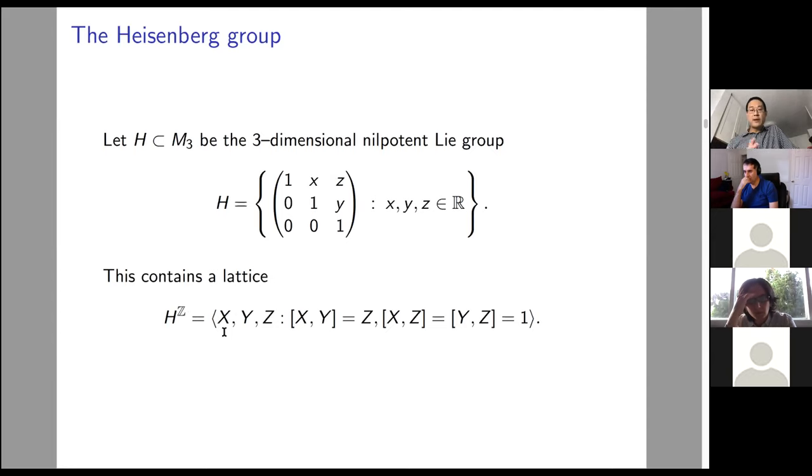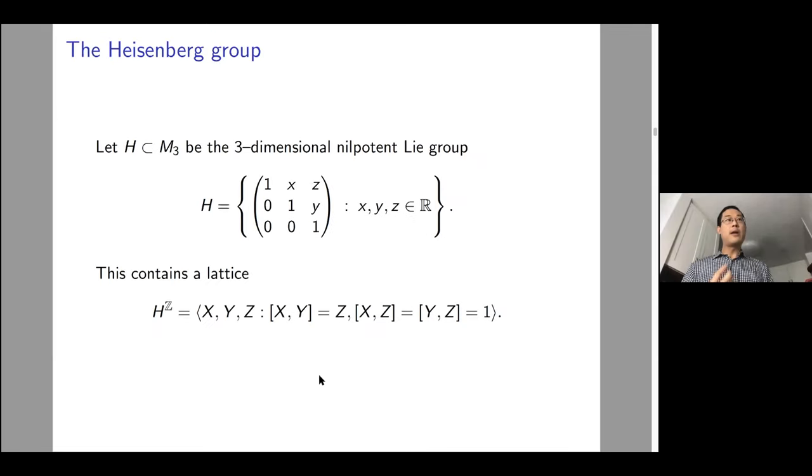And you can check that if you do the multiplication, the commutator of x and y is equal to z. The commutator of x and z and the commutator of y and z are equal to the identity, so that x and z commute, and y and z also commute. And so that's basically the group theory of the Heisenberg group.